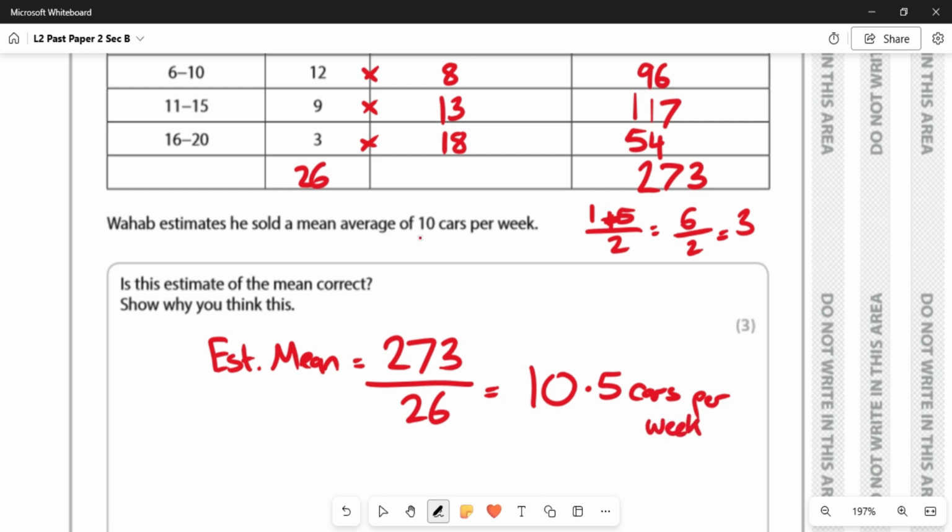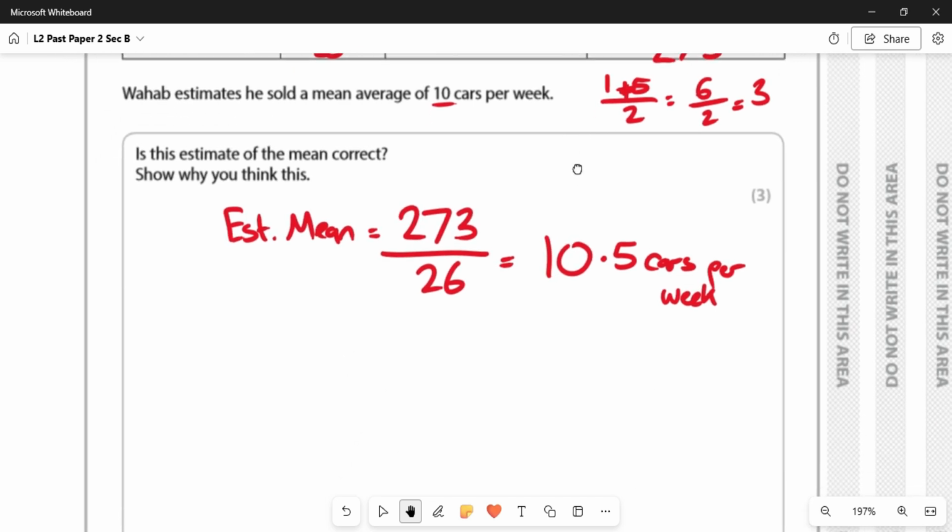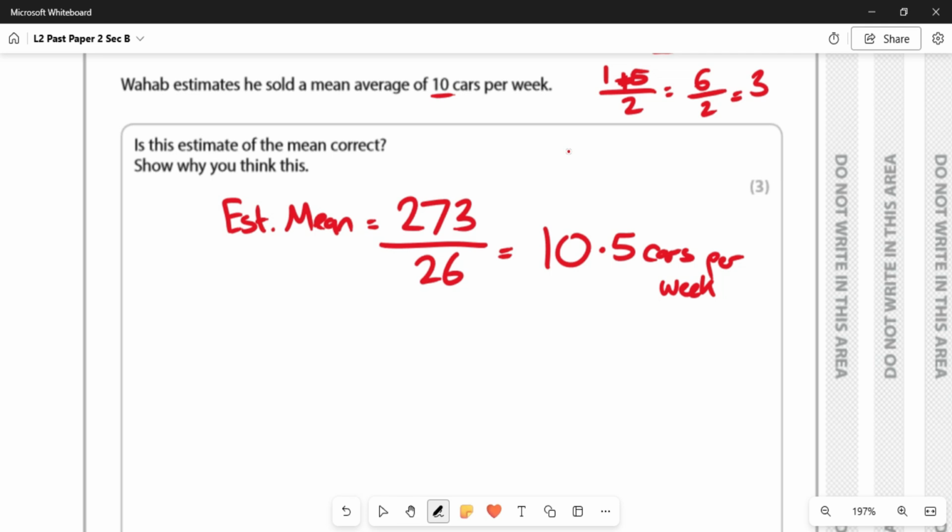Wahab estimates he sold a mean average of 10 cars per week. You know what? He's pretty close. So you could either say yes, because he's pretty close. I mean, it is an estimate at the end of the day. You could say yes, they will accept that answer, or you could say no. I have checked the mark scheme, and they will accept either answer. The main thing is showing the 10.5. Obviously, if you don't get 10.5, then you won't get any marks.